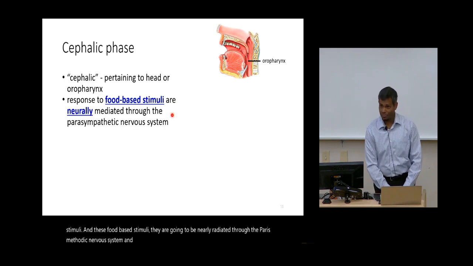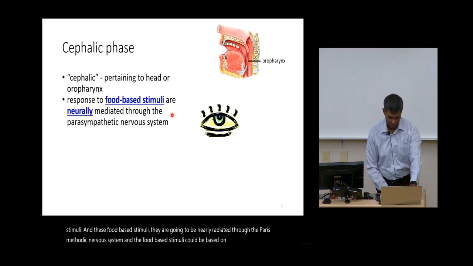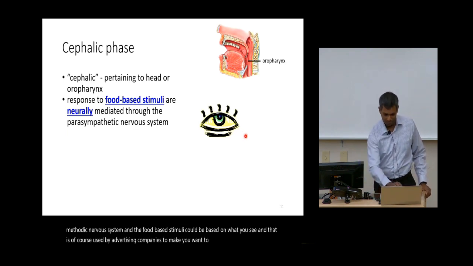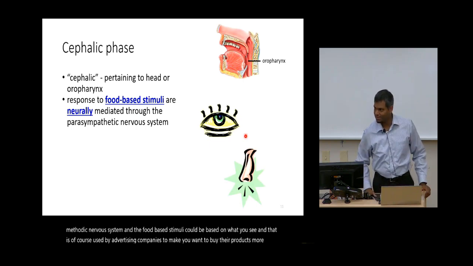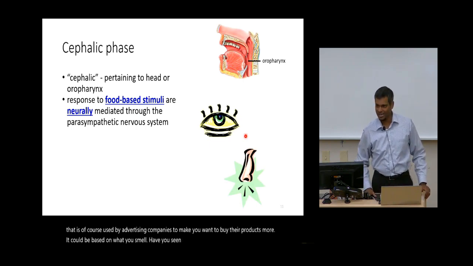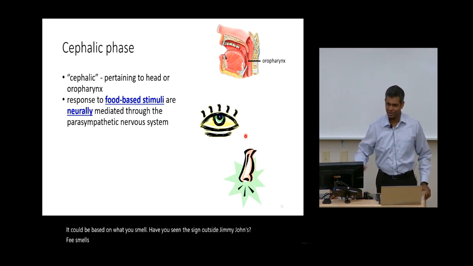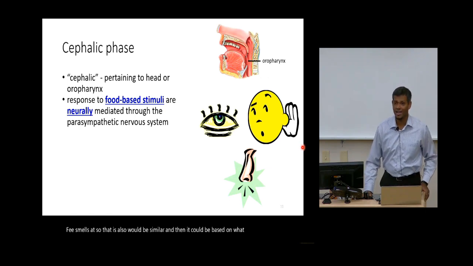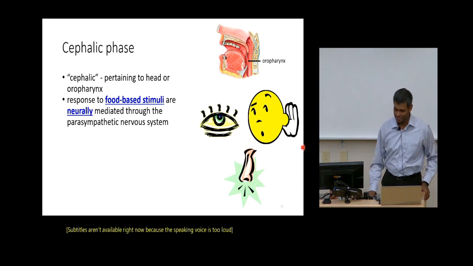And the food-based stimuli could be based on what you see, and that is of course used by advertising companies to make you want to buy their products more. It could be based on what you smell. Have you seen the sign outside Jimmy John's, free smells, right? So that is also a food-based stimulus. And then it could be based on what you hear, and the advertising companies will also use this stimulus as well.